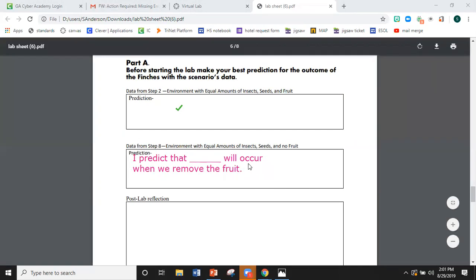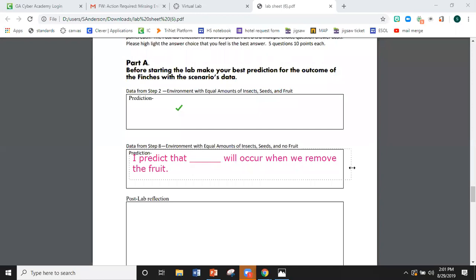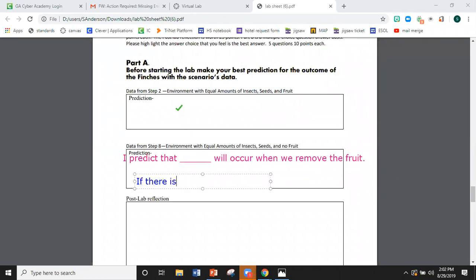Okay? You can put your own, you don't have to copy mine exactly. I'm just giving you some sentence starters to help you start your sentence. I predict that blank will occur when we remove the fruit. If there is no fruit, this will happen to flock blank. Whether you want to say you think flock X is going to die, flock Z is going to improve, okay? I'm just giving you some sentence starters.